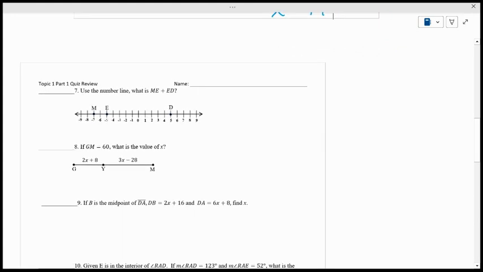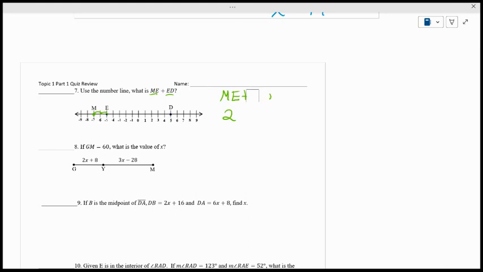Number 7, use the number line. What is ME plus ED? So I'm going to write that over here, ME plus ED. There's a complicated way and an easy way of solving this. I'm going to do the easy way. ME is just how to go from M to E. So 1, 2. I went 2 units to get from M to E.